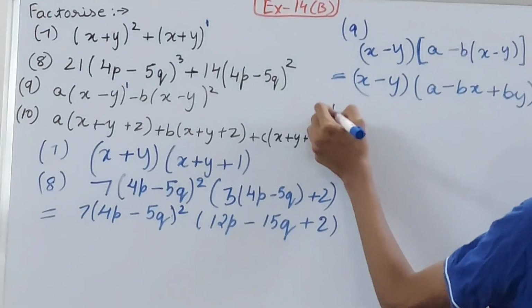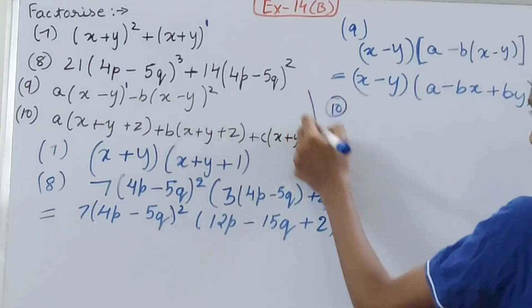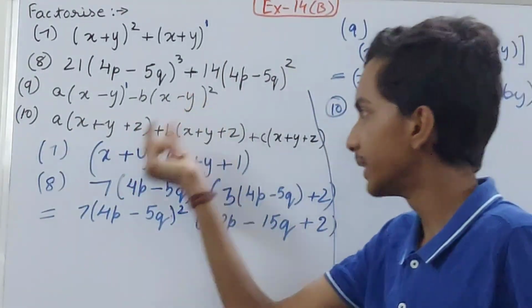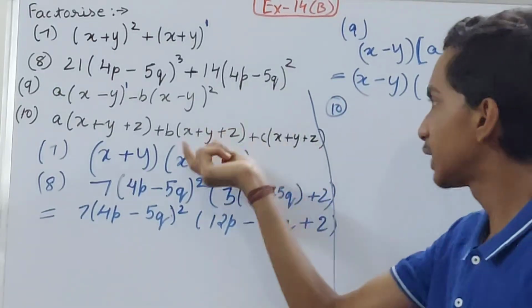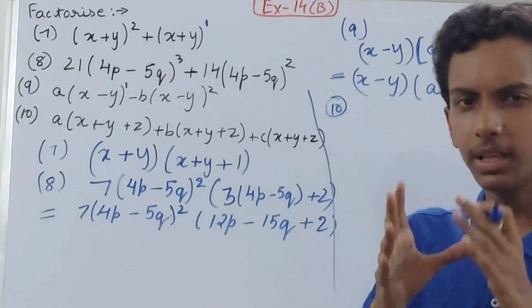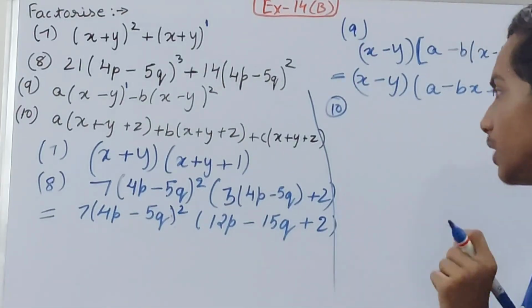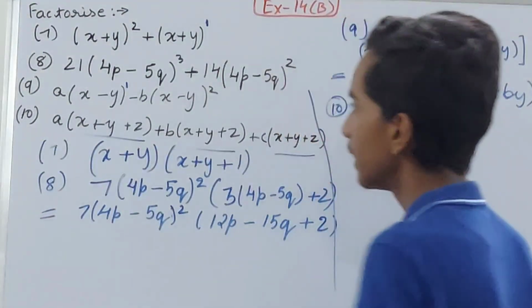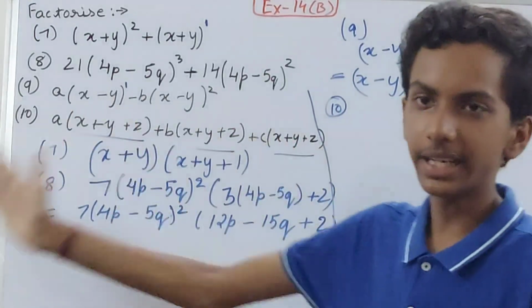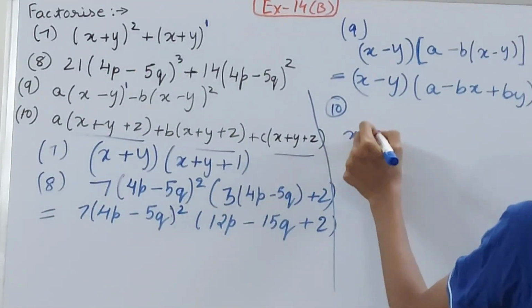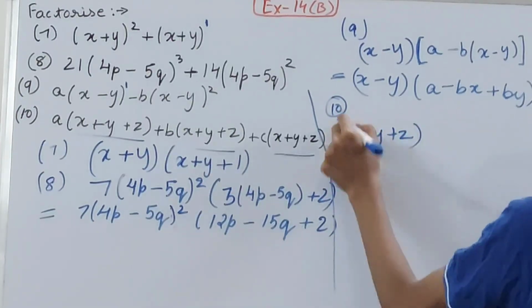And part 10 now, final one, right? See what do you have here? A into x plus y plus z plus b into x plus y plus z plus c into x plus y plus z. So there is basically one thing only that is there to take common in this: x plus y plus z, x plus y plus z, x plus y plus z. It is coming in all the three terms, so you will take that common here. X plus y plus z, you write that.